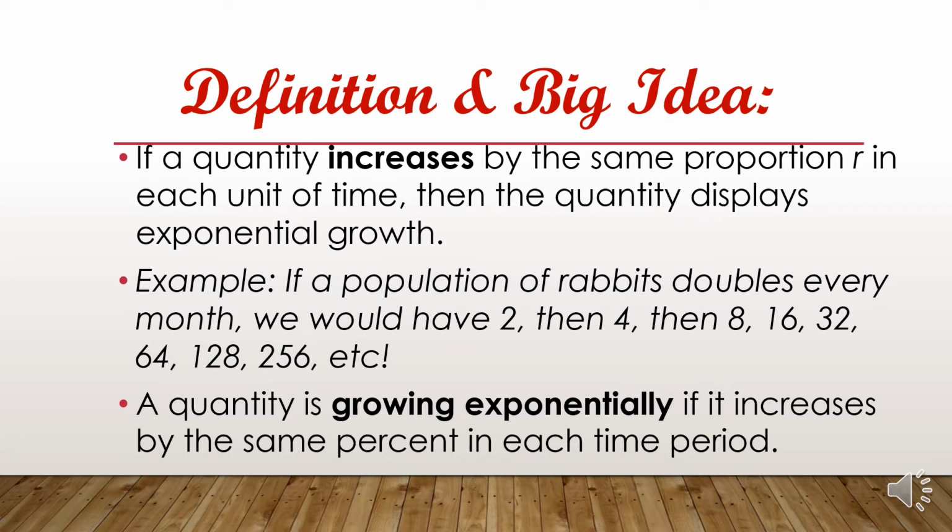We have the following definition and the idea pertaining to exponential growth. If a quantity increases by the same proportion r in each unit of time, then the quantity displays exponential growth. For example, if a population of rabbits doubles every month, we would have 2, then 4, then 8, 16, 32, 64, 128, and so on and so forth. A quantity is growing exponentially if it increases by the same percent in each time period.